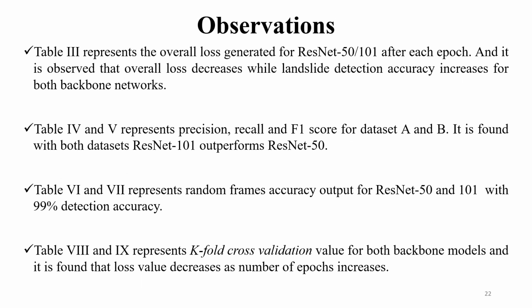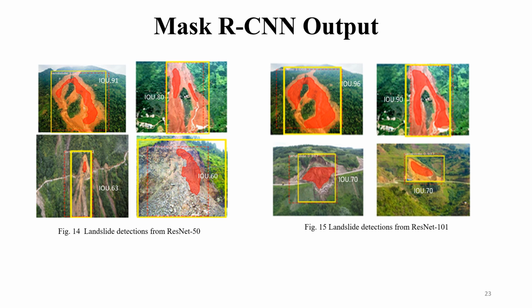Now these are my observations from the obtained results. The overall loss generated for ResNet 50 and 101 after each epoch is represented in the table, and it is observed that overall loss decreases while landslide detection accuracy increases for both backbone networks, that is ResNet 50 and 101. And in the other tables, we can see that with both data sets, that is set A and B, ResNet 101 outperforms ResNet 50, and the random frame accuracy reaches 99% for both backbone models. K-fold cross validation for both backbone models has also been analyzed, and it is found that the loss value decreases as the number of epochs increases. Now this is the output obtained from both backbone models.